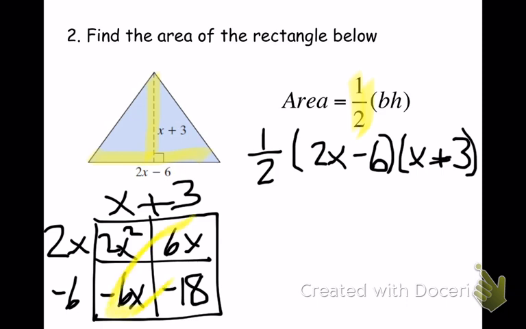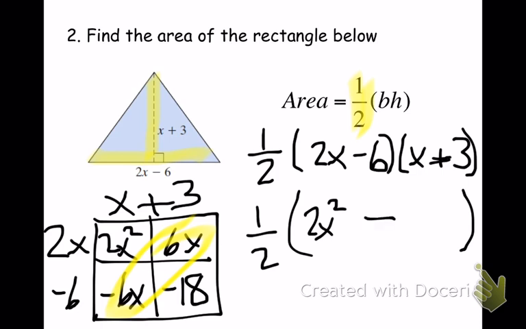Remember, I want to combine these two right here. So I'm going to have 1/2 still. These two get multiplied and get one answer. It's 2x squared. The 6x minus 6x cancels out, so that becomes a 0. So I don't write anything down. I'm going to put my minus 18 here.